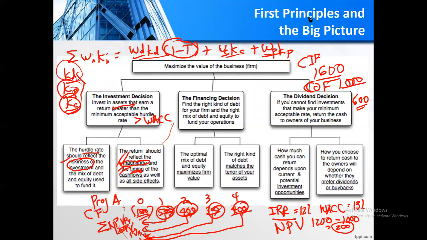May I have your chat, guys? Is it very clear? Okay, is that clear, guys? Is that concept clear? That when the IRR and the NPV conflict, always choose the NPV. Okay, thank you so much. Good.